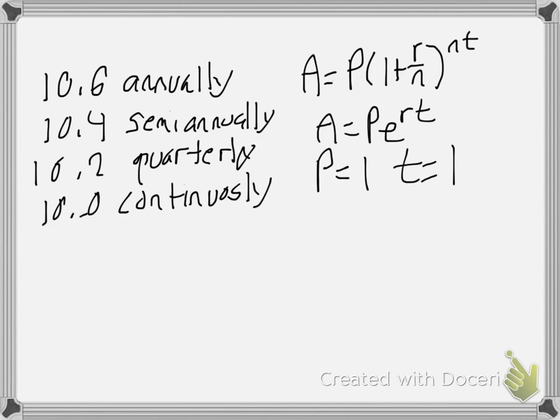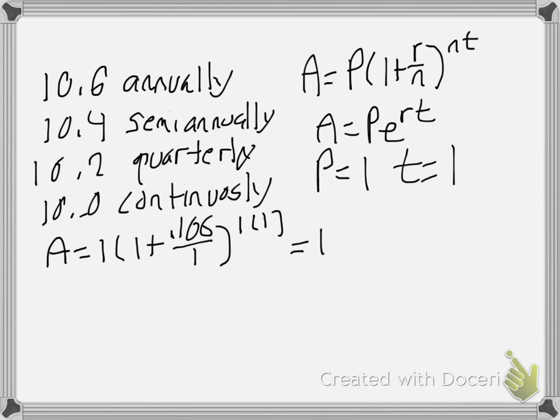And then you would just plug everything in. So for 10.6, you would have A equals 1 times 1 plus 0.106 over 1 raised to the 1 times 1. And then that happens to equal 1.106. And then you move on.